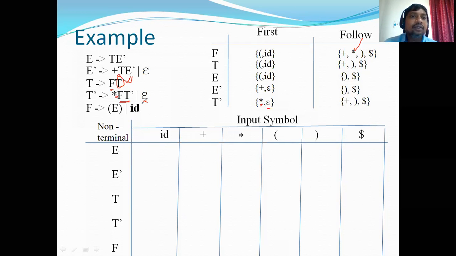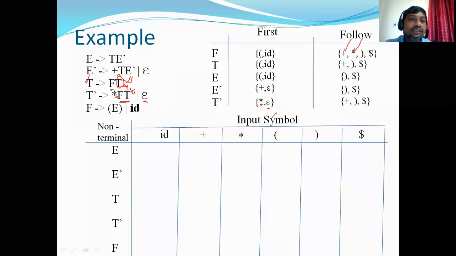Okay. So now if T dash becomes epsilon, then we have to apply the third rule. If T derives epsilon, then follow of F is in follow of T. Now you need to compute the follow of T. T's follow is first of E dash. What is first of E dash? First of E dash is plus. Hence we are getting plus here.